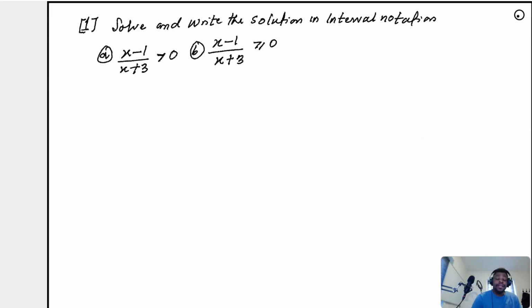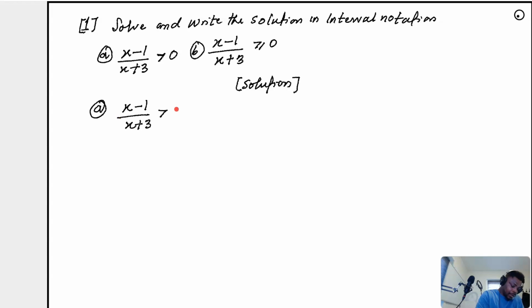So now we have this question. Solve and write the solution in interval notation. We have question A and question B. The difference between A and B is just the inequality sign. So, solution. Let's start with A. X minus 1 over x plus 3 greater than 0. Here, because it's greater than 0, we already know that we are talking about the first rule. But let's start with the steps.